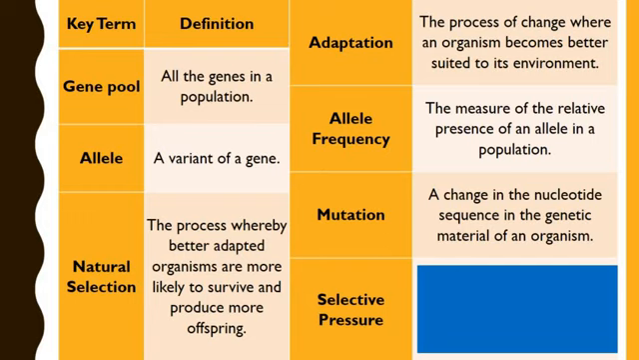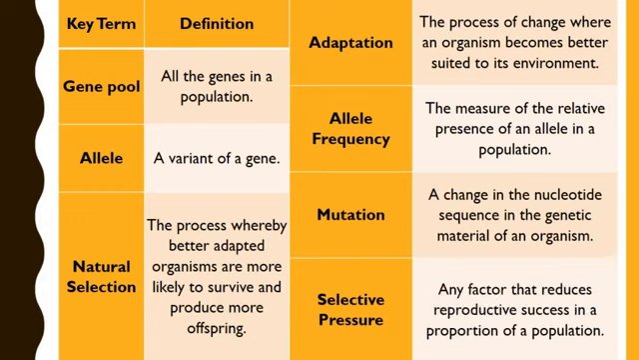Mutation, a change in the nucleotide sequence of the genetic material in the organism. And selective pressure is any factor that reduces the reproductive success in a proportion of a population. So anything, and this could be in the environment, that makes some individuals less likely to survive and reproduce.